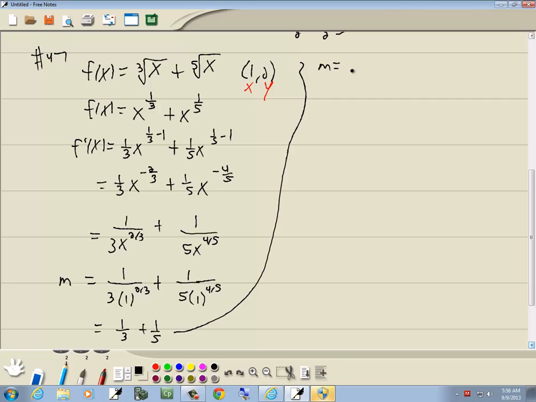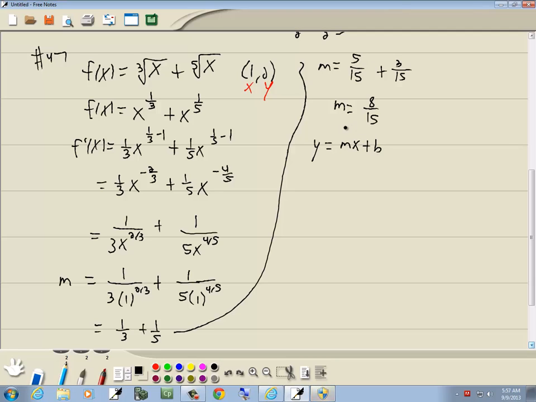Need to get a common denominator, which would be 15. Now the first fraction, I multiply the bottom part by 5, so I multiply the top part by 5. Second fraction, I multiply the bottom part by 3, so I multiply the top part by 3. So we get m is equal to 8/15. Next step.